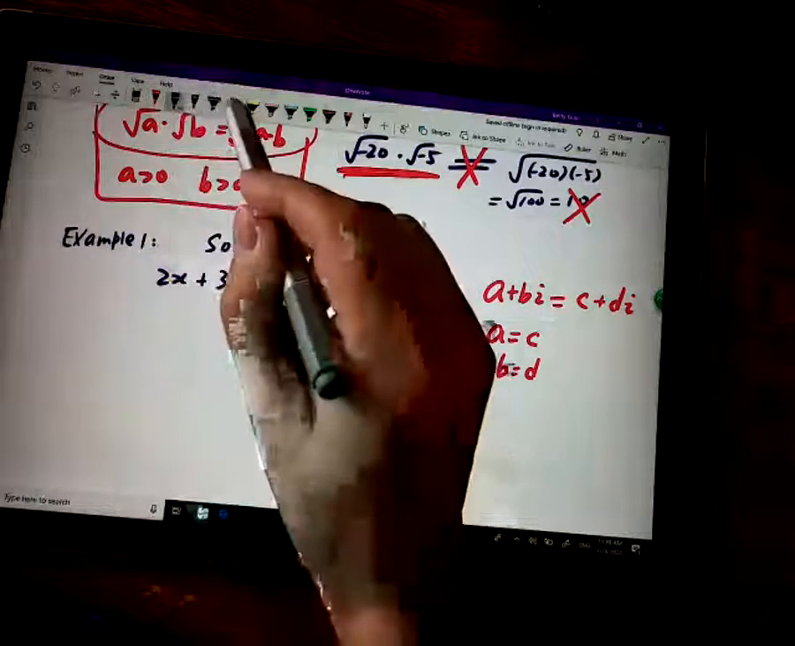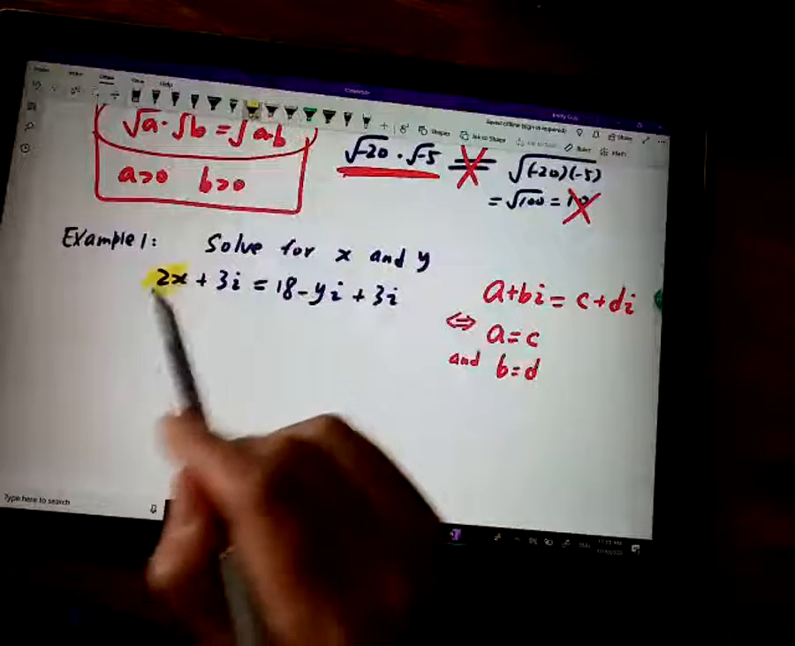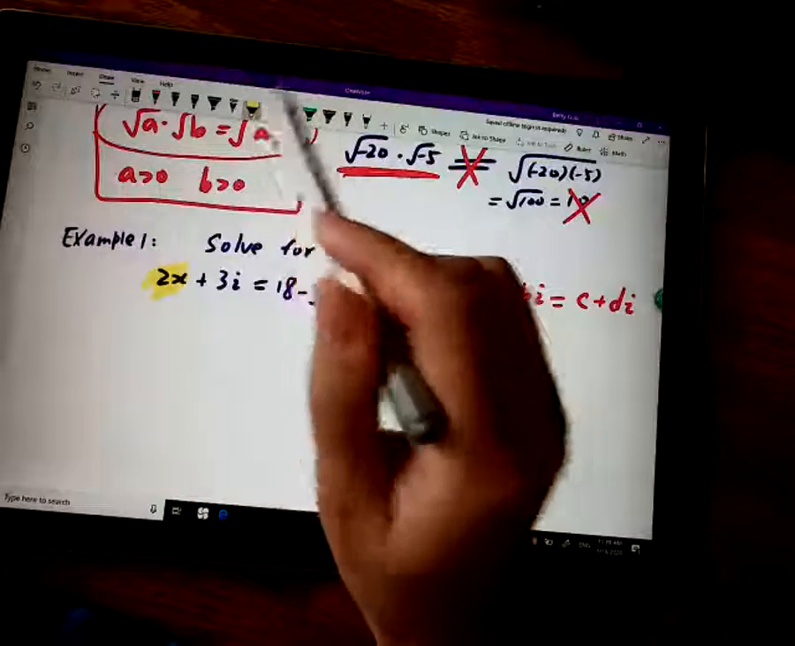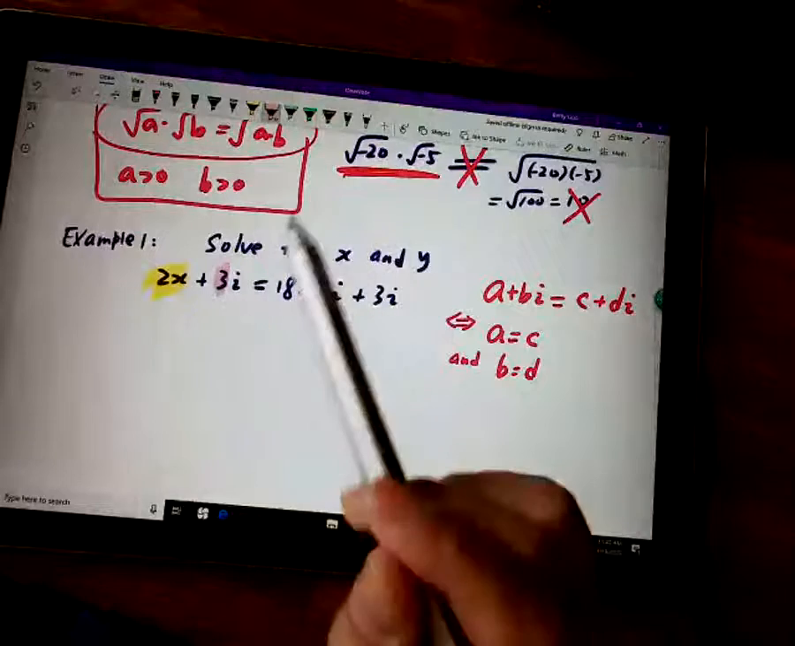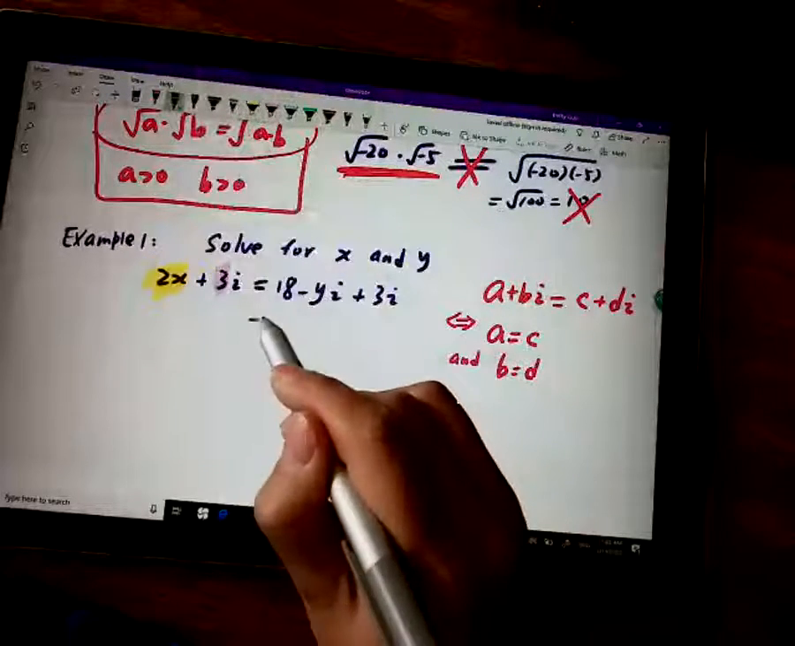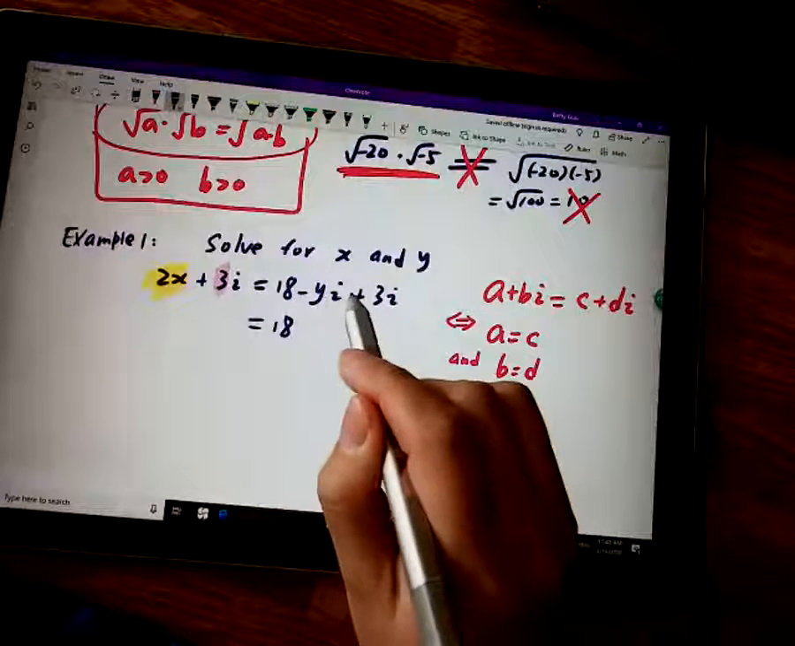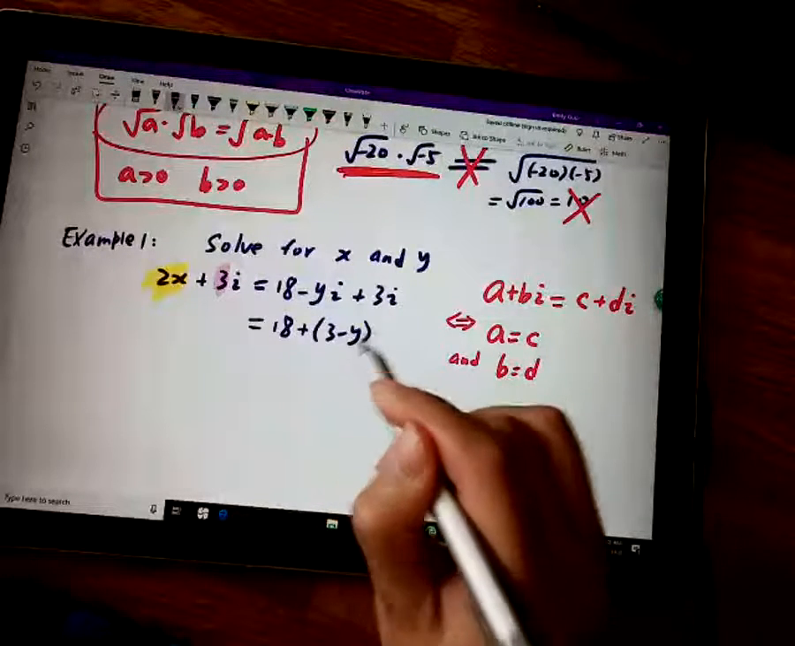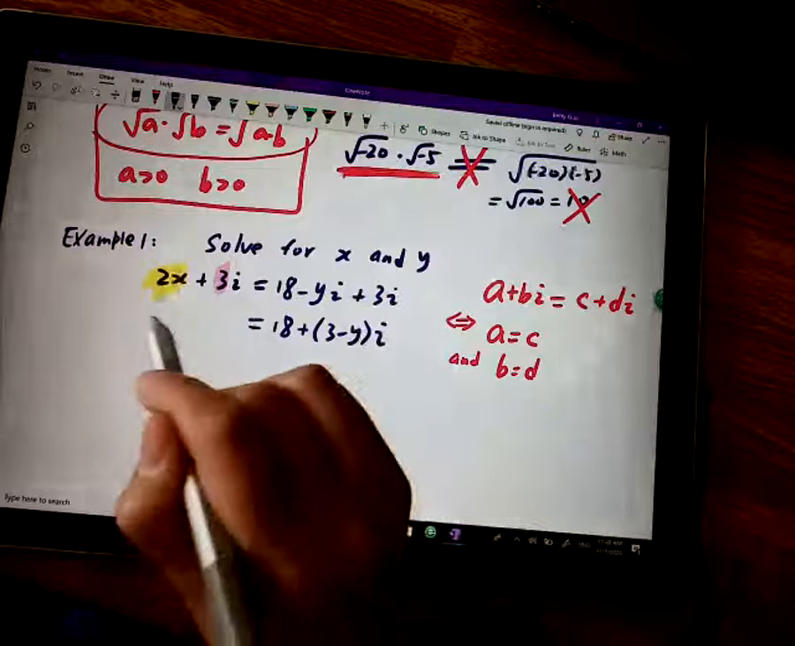Alright, so on the left we have a complex number. This is the real part. 2x is the real part. By the way, x and y are both real numbers. The 3 is the imaginary part. What about the right side? We need more work on the right hand side. If we combine the coefficients of i, we have 3 minus y. Okay, let me write this again.